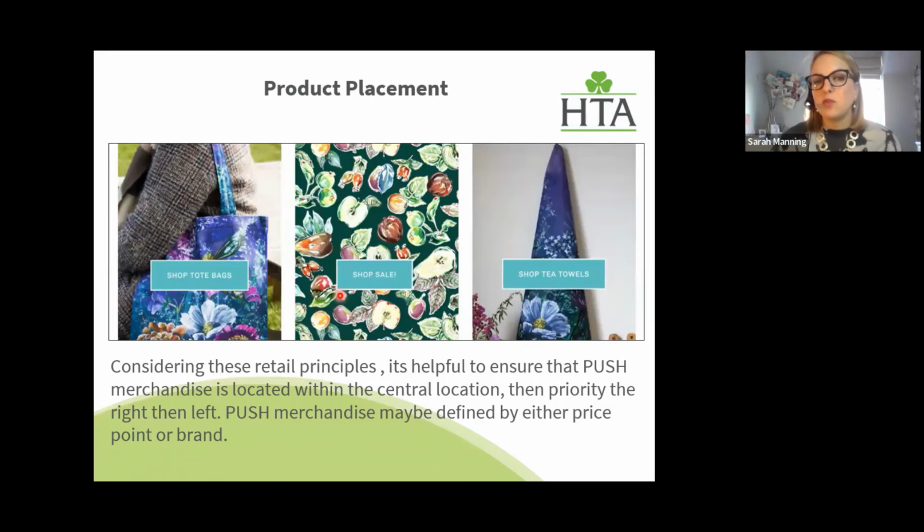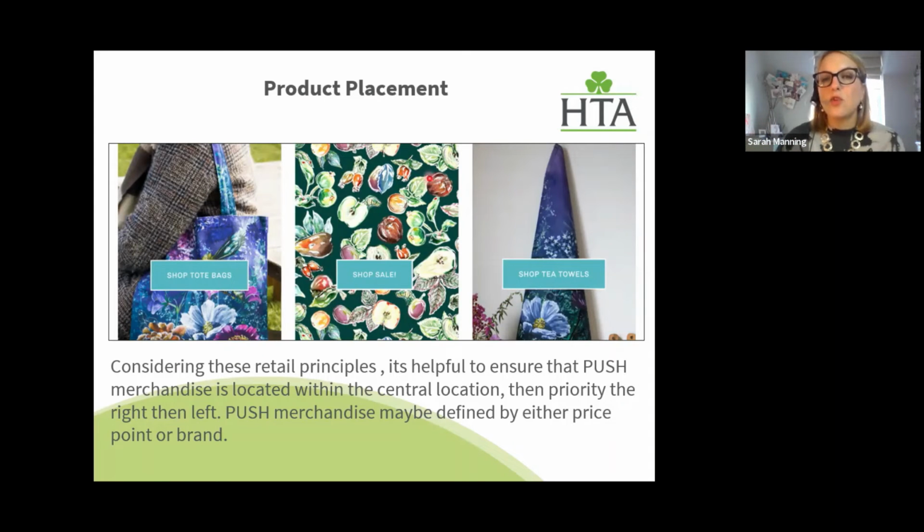Anna found from looking at her analytics that her tote bags, which are on the left, are her most popular product. So she saw this as product that people are always going to come to her website for. They kind of sell themselves. So her tea towels was something that she wanted to push more because she saw a lack of sales in that area, and maybe an opportunity to push those products slightly more than her tote bags, which would be classed as her pull product.